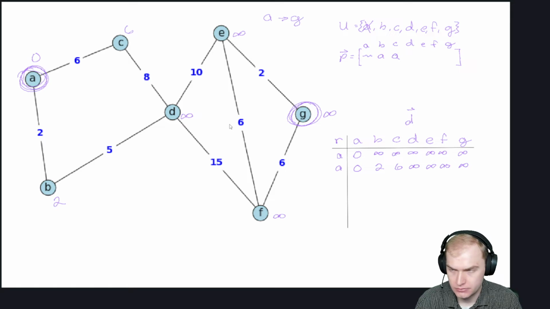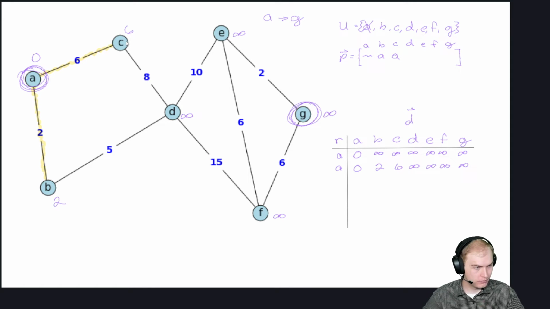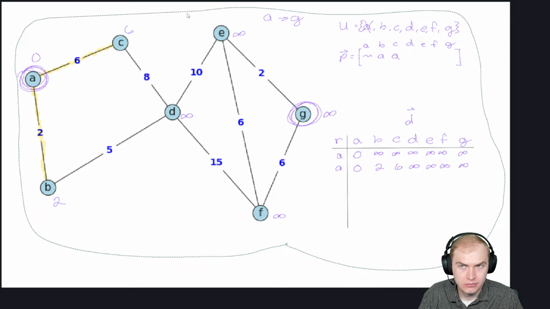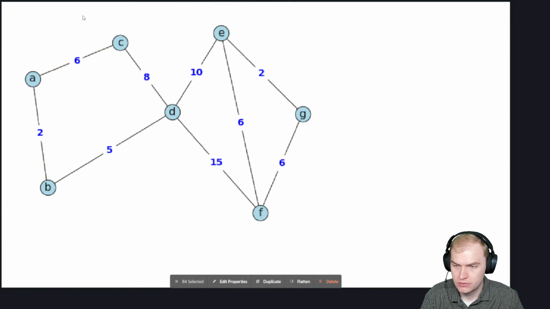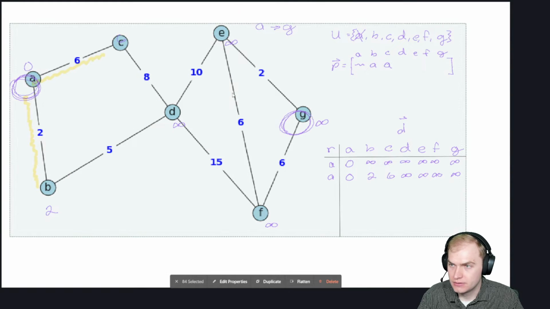I like to mark out the priors, the prior edges, because we'll see that it ends up showing us our shortest path at the end. So when I'm doing this by hand, I like to highlight the edges that are currently in the prior list. So let's do this again.